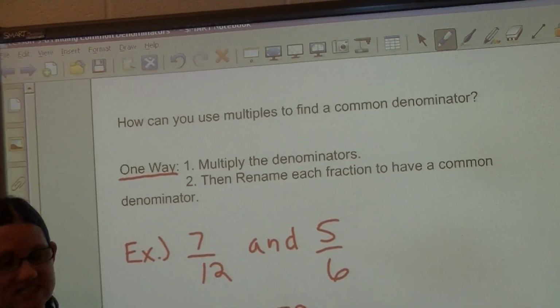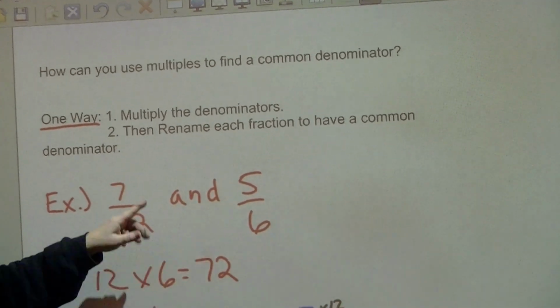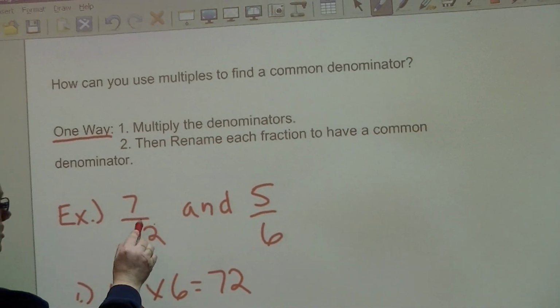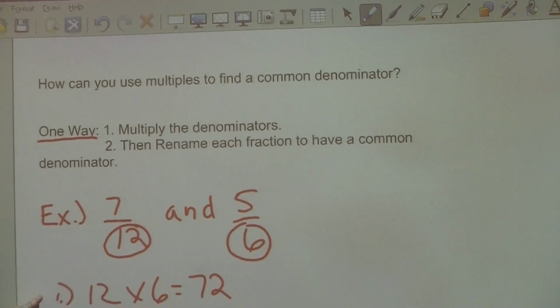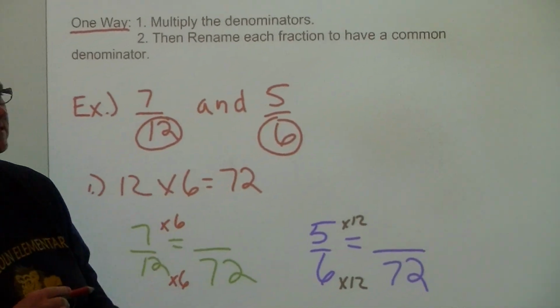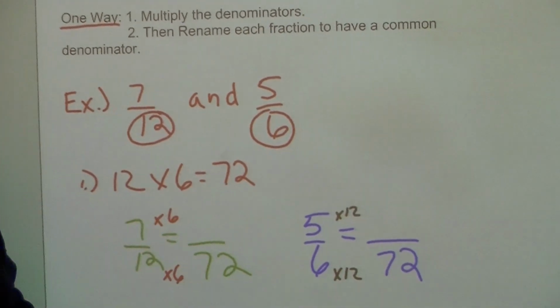Okay, so our first example here is 7/12 and 5/6. So our first step says to multiply the denominators. So what are denominators? 12 and what? 6. So for here, put down number 1 in your example, the first step. 12 times 6 is going to give us what? 72. Good.